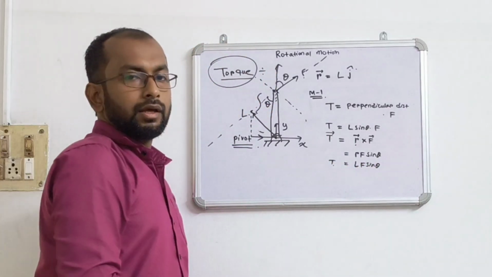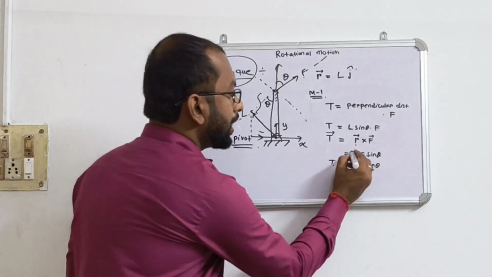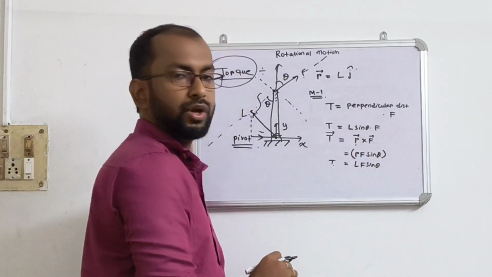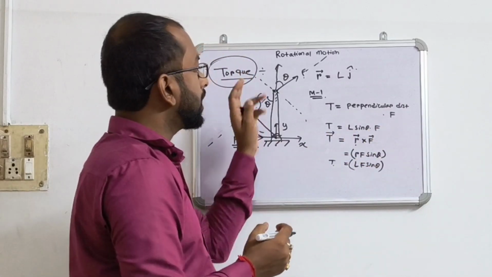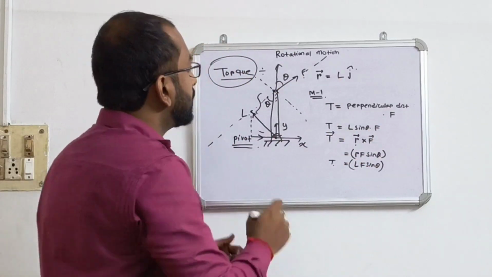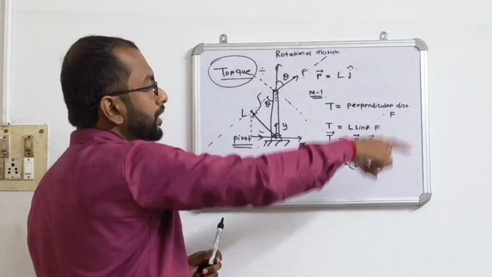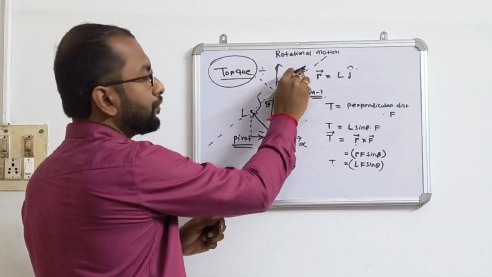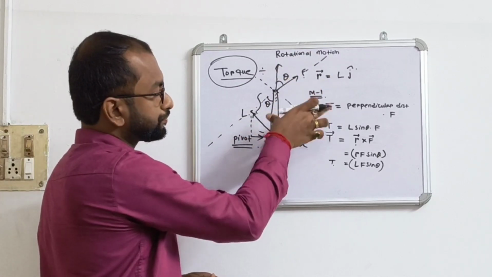And as I told, this is a vector quantity, so what will be the direction of this? This R F sin theta, or L into F sin theta, is the magnitude of the torque. Then what is the direction of the torque? So see, this F is trying to rotate the body in this clockwise direction, because if you apply force in this direction, it will try to rotate the body in the clockwise direction.